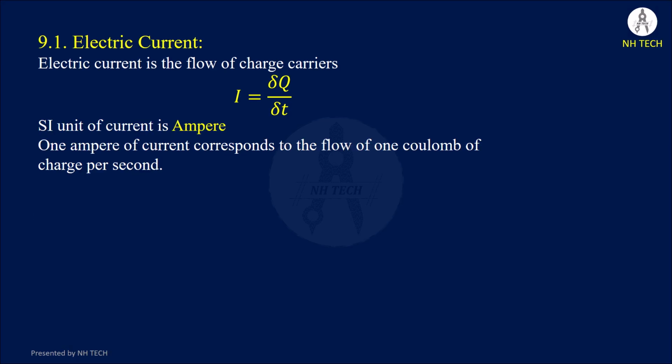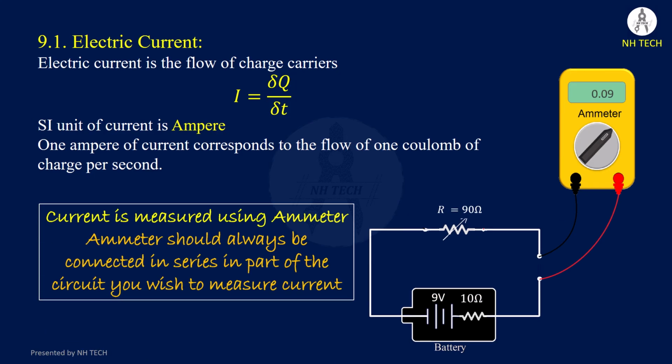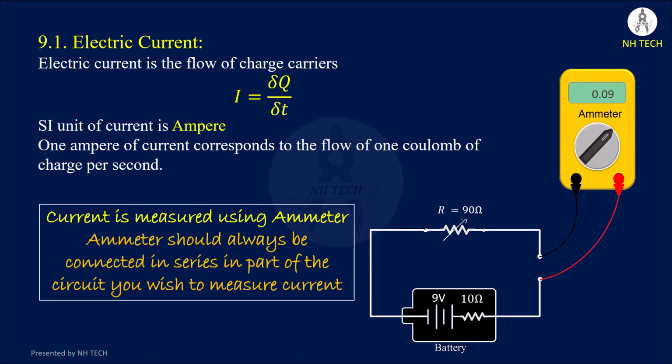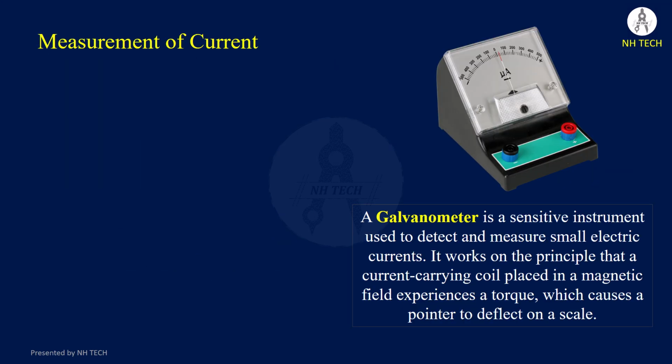The unit of electric current is the ampere, defined as one coulomb of charge passing through a cross-sectional area in 1 second. To measure current, we use an ammeter and it is always connected in series. In this diagram, a battery is connected to a resistor. And the current passing through this resistor is 0.09 amperes.